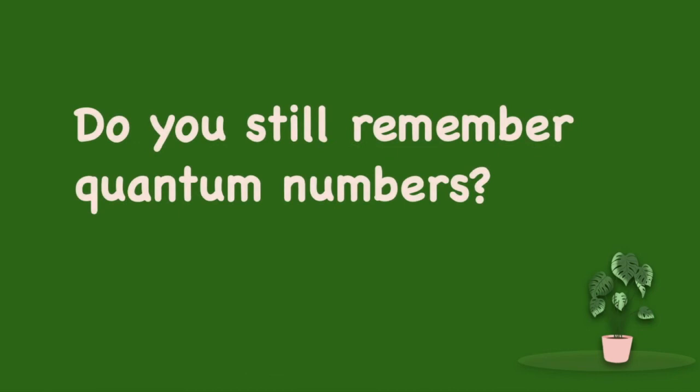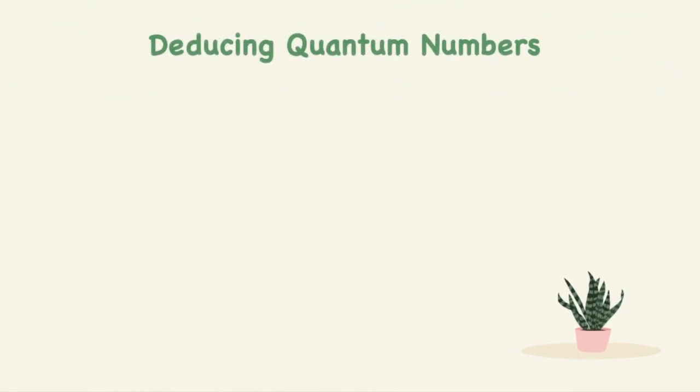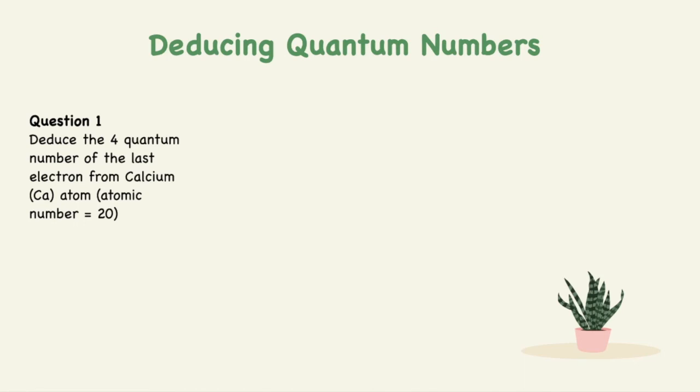Do you still remember quantum numbers? Okay, we will try deducing quantum numbers from the electron configuration. In this first case, you should deduce the four quantum numbers of the last electron from calcium. Because it is the last electron, you should make the electron configuration first.